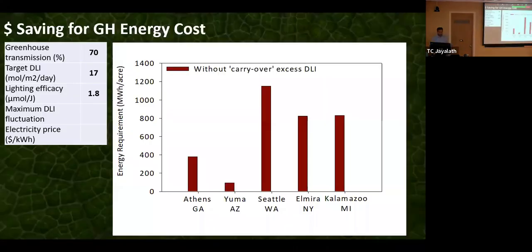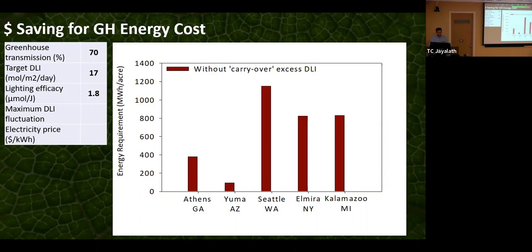Then we use that data and we calculate the energy used for 5 different locations of the United States to see how much energy required to grow 1 acre of greenhouse lettuce production. So we kept the DLI target as 17 to calculate that. And we use typical meteorological data, that is the average weather data from last 10 years. So we use the average sunlight data for these 5 different locations and calculate the energy requirement.